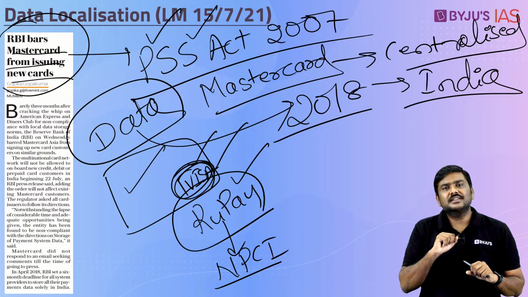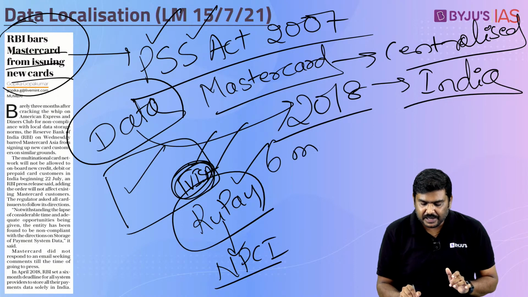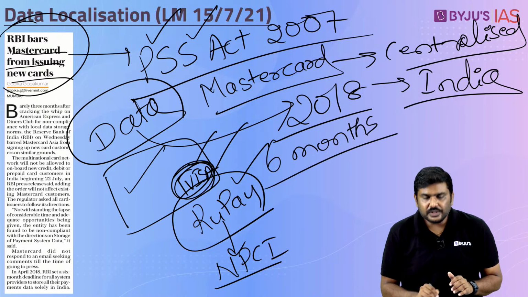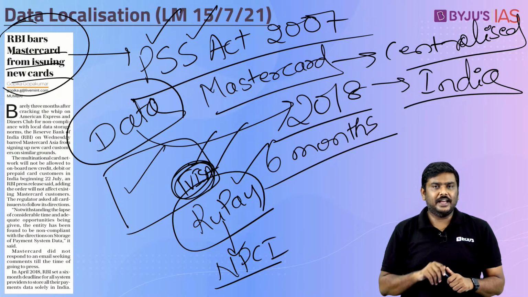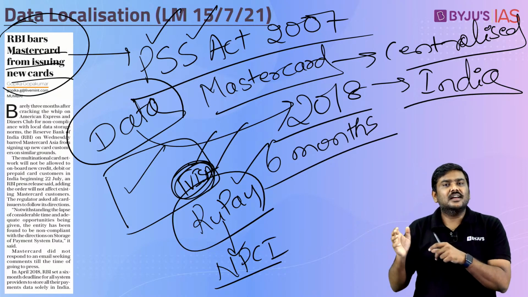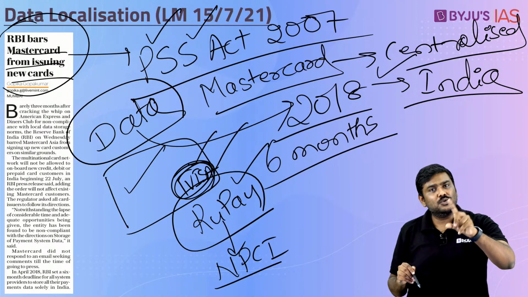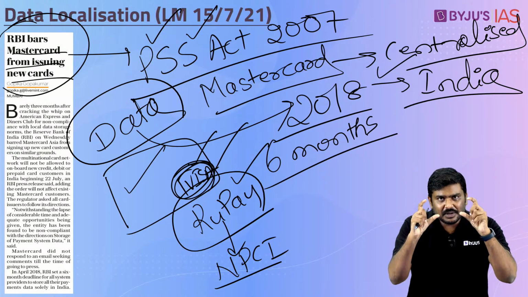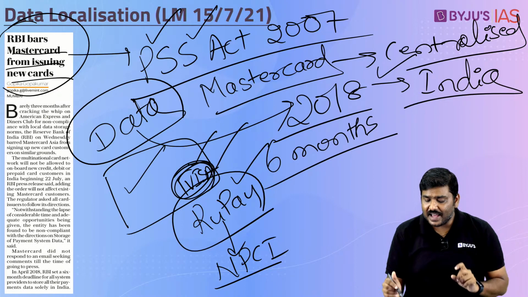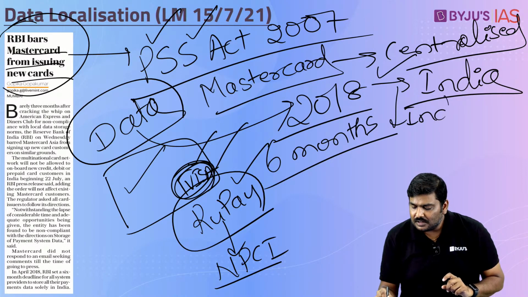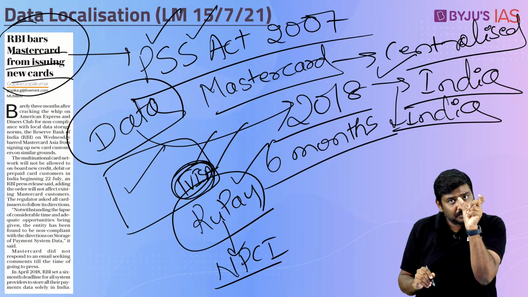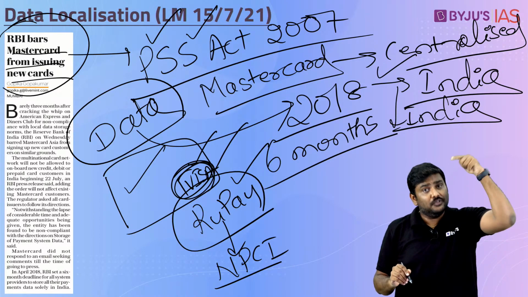So what RBI basically said was, okay, I will give you 6 months time period to set up infrastructure so that you will store the data only within India. Then again they raised certain concerns. RBI said, okay, you are allowed to process the transaction outside India, but the information related to this particular transaction has to be stored within India.